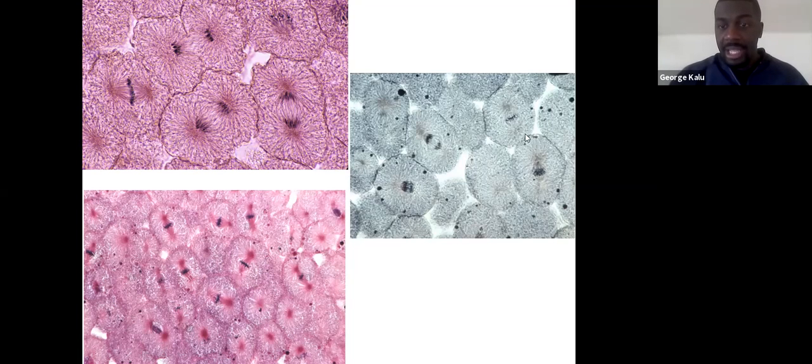If you take a look at these ones over here on the right, again, here we'd be looking at anaphase. This one, what do we think we're looking at here? We have our chromosomes just kind of all clumped up here. What do we think we're looking at? Prophase, metaphase, anaphase, or telophase?